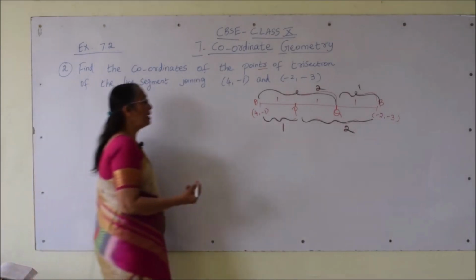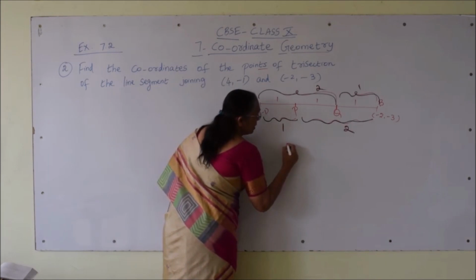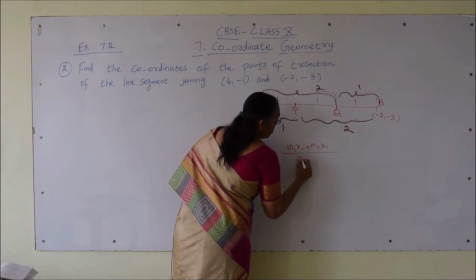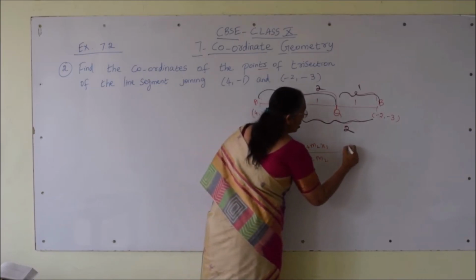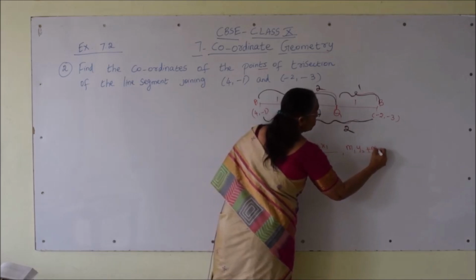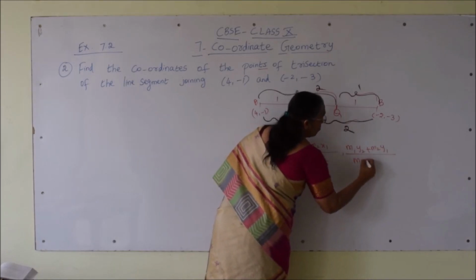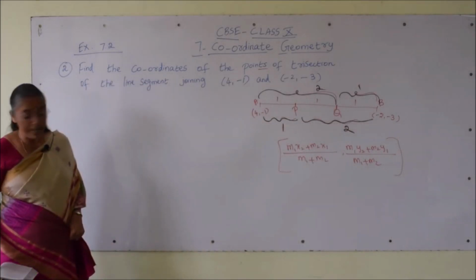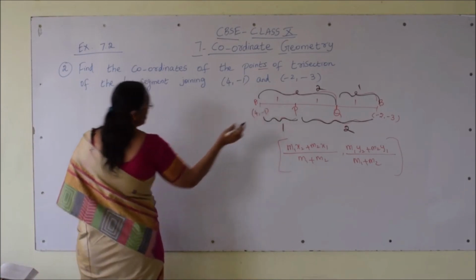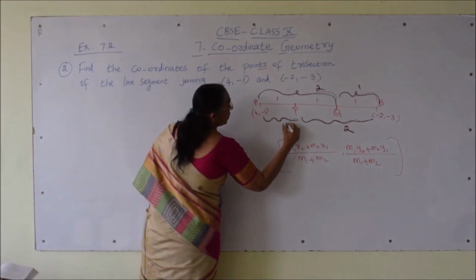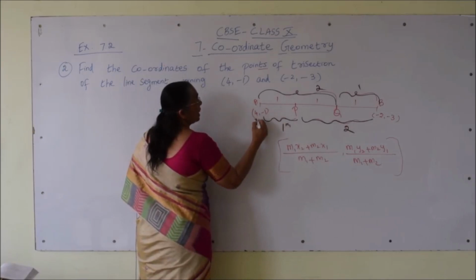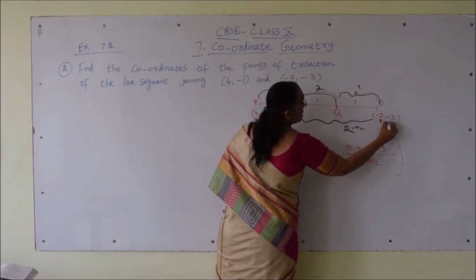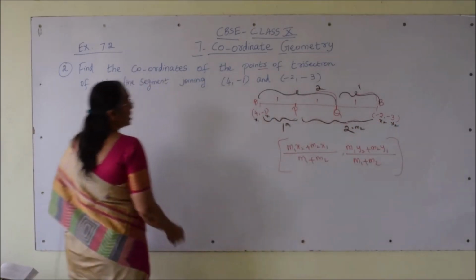The section formula is (m1x2 + m2x1) / (m1 + m2), comma, (m1y2 + m2y1) / (m1 + m2). The same formula will be used for both P and Q. First let us find P. When P is considered, this is m1, these are x1, y1, and 2 is m2, and these points are x2, y2. So, the ratio is 1:2.